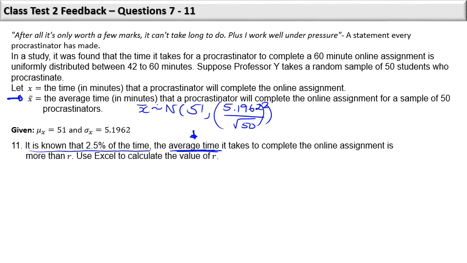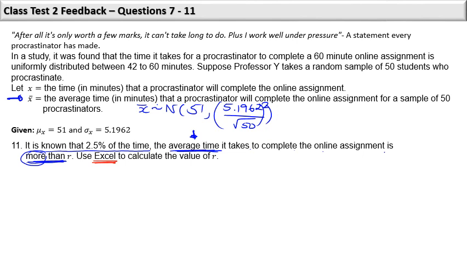Now, with that being said, we can read the question. They are saying the average time it takes to complete an online assignment is more than R, 2.5% of the time. So the key word here is the more. Now, please, NB, read the question. This time I'm giving you an instruction and I'm saying don't use tables. Use Excel to calculate the value of R.